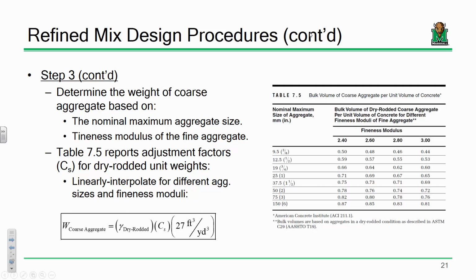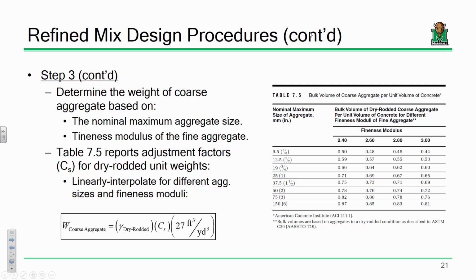The reason why we multiply it by 27 is because unit weights are typically pounds per cubic foot. I need to know how many pounds per cubic yard, okay? Again, remember, our target for our mix design is going to produce a batch that will occupy 1 cubic yard, okay?